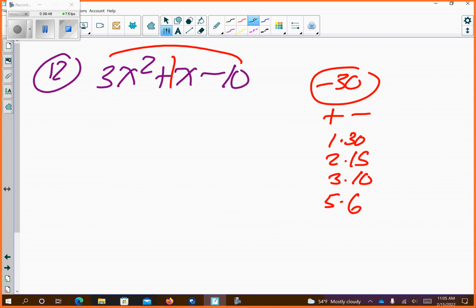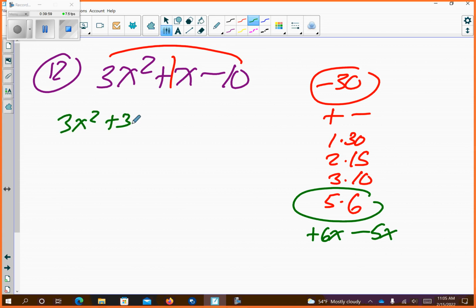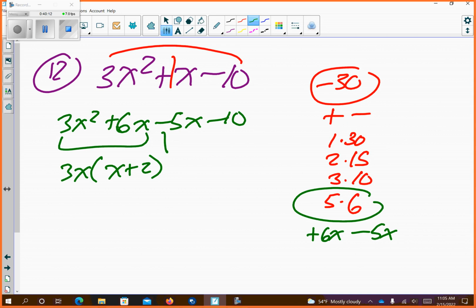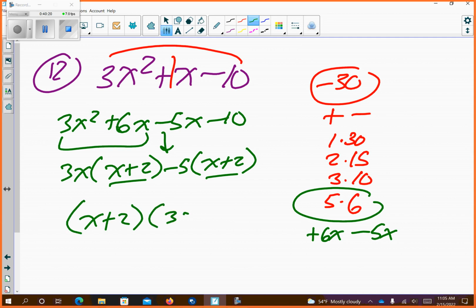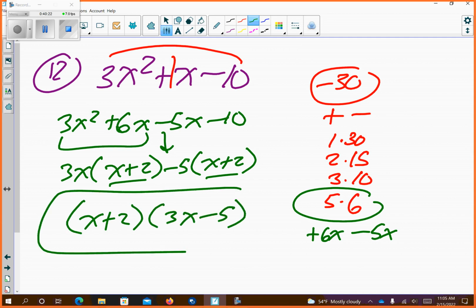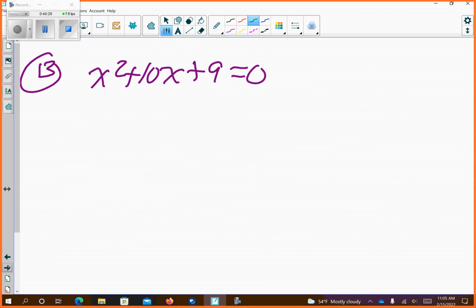All right, those are going to work. So I need to have a plus 6x and a minus 5x. If I combine those together, I get the positive 1x. Put those together in whatever order. Make sure the sign comes with it. Factor out of 3x. Negative sign comes down, negative 5 comes out. That's what you want, those being the same. There's our answer.